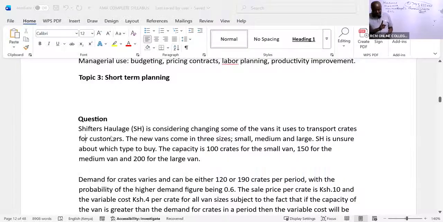Page number 11, topic 3, short-term planning. The first question there is Shifters Haulage, SH, is considering changing some of the vans it uses to transport crates for customers. The new vans come in 3 sizes, small, medium, and large. Have you gotten it?